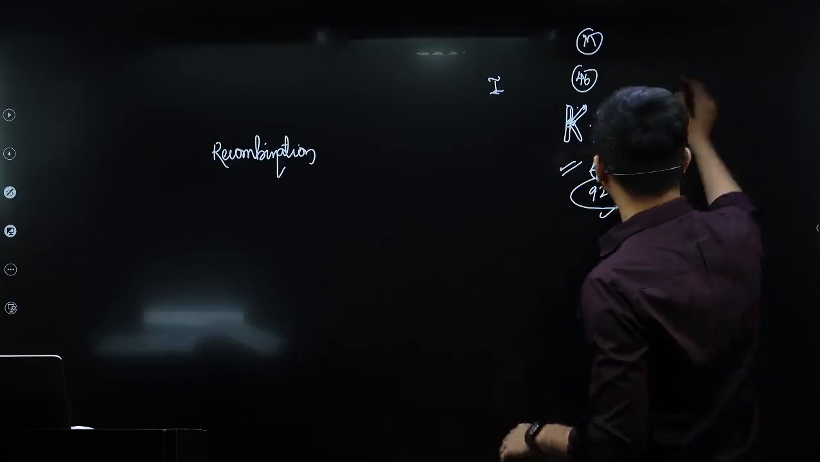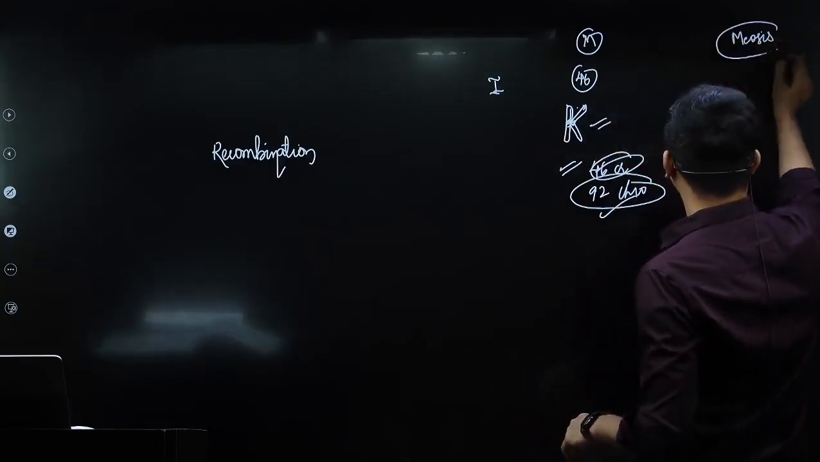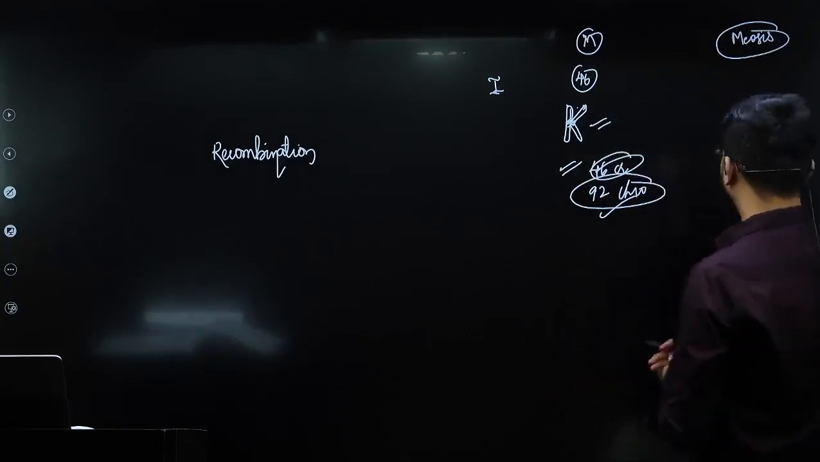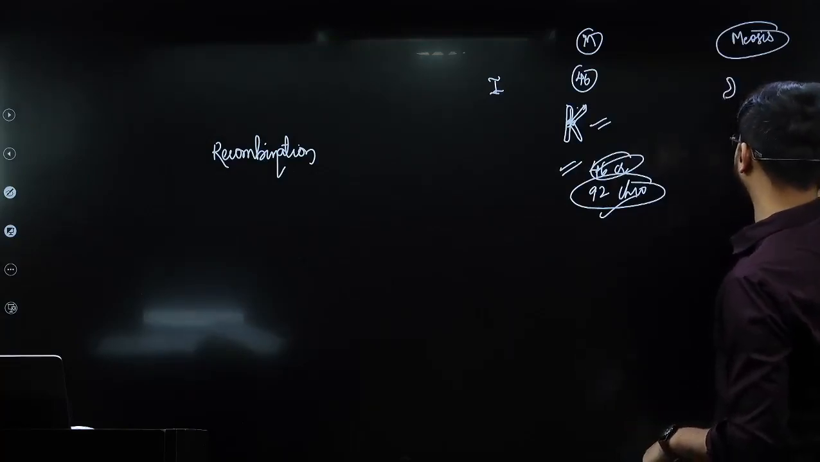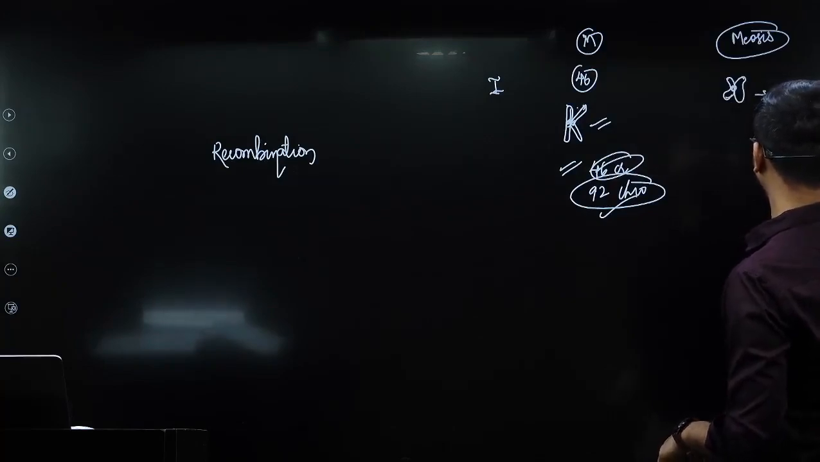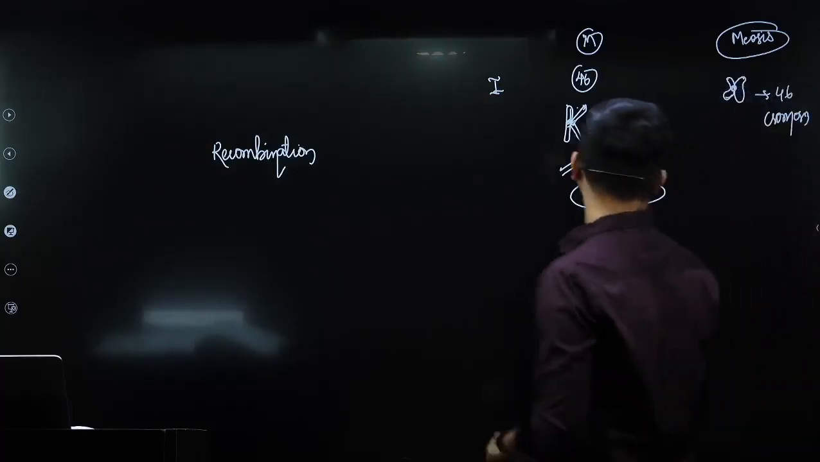So what happens with respect to meiosis? Sorry, there is replication. It also replicates, and you will get 46 chromosomes.